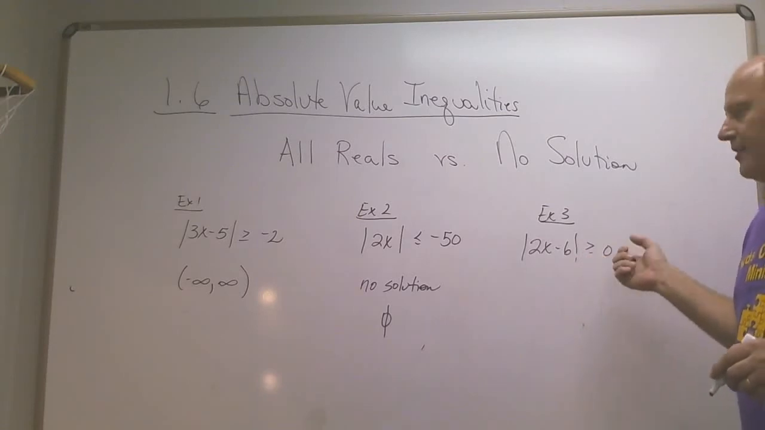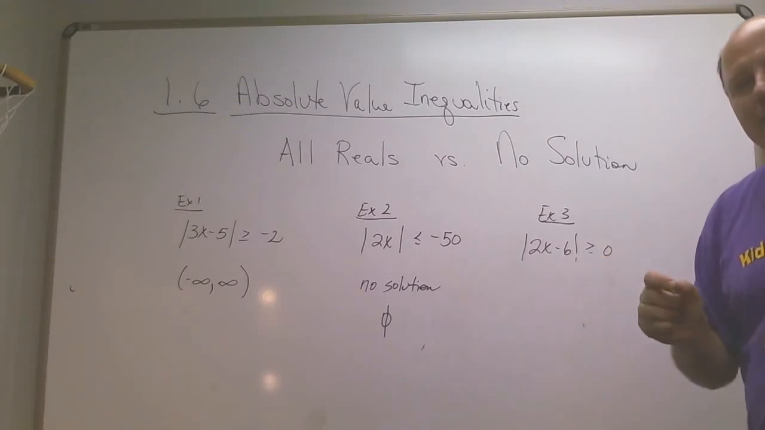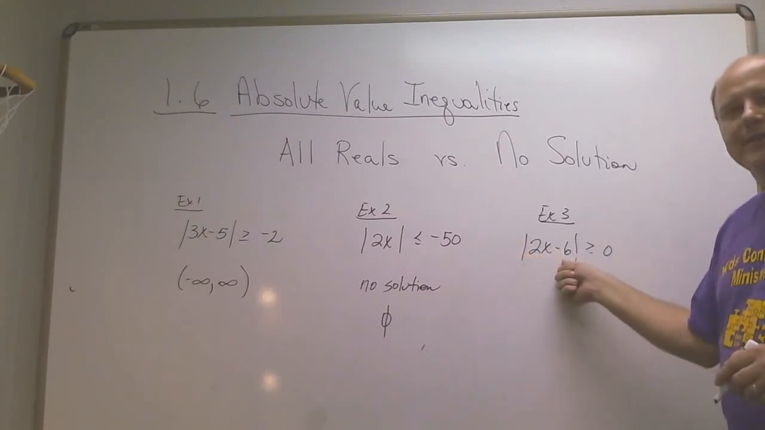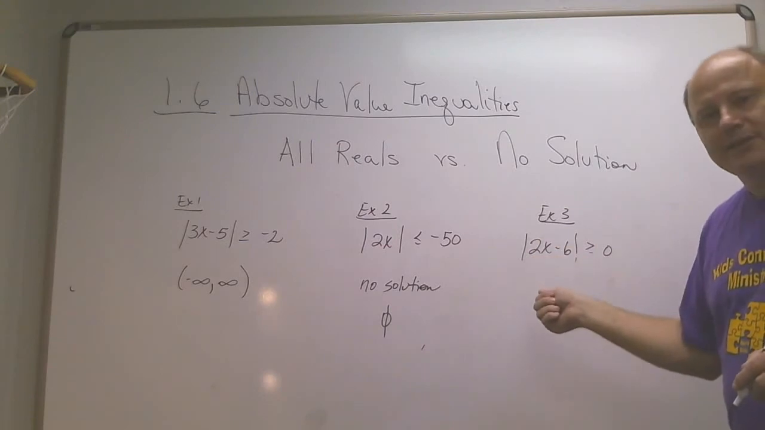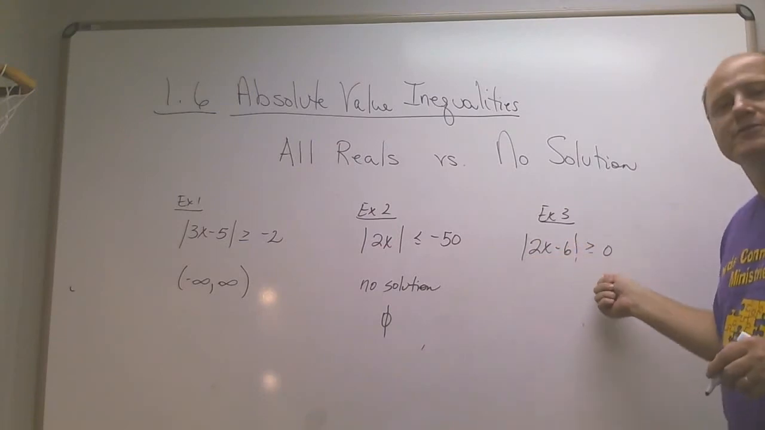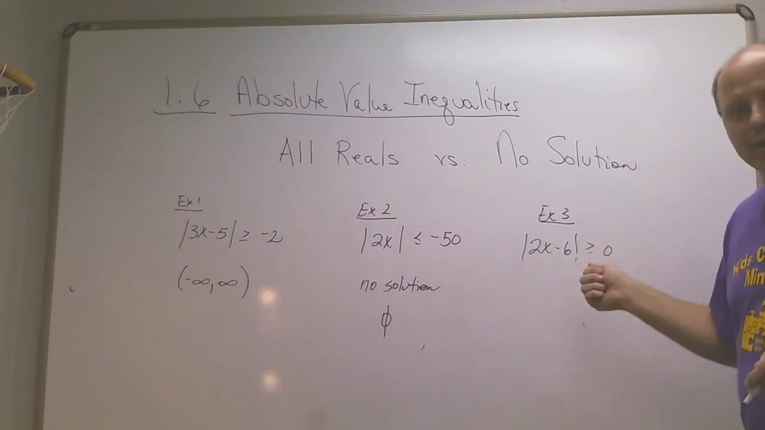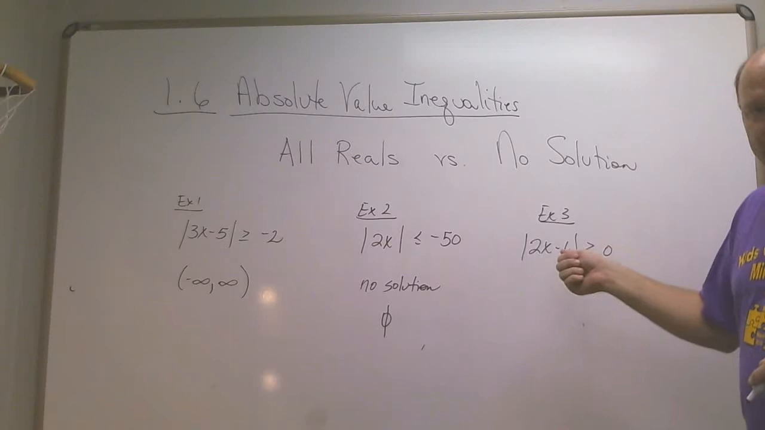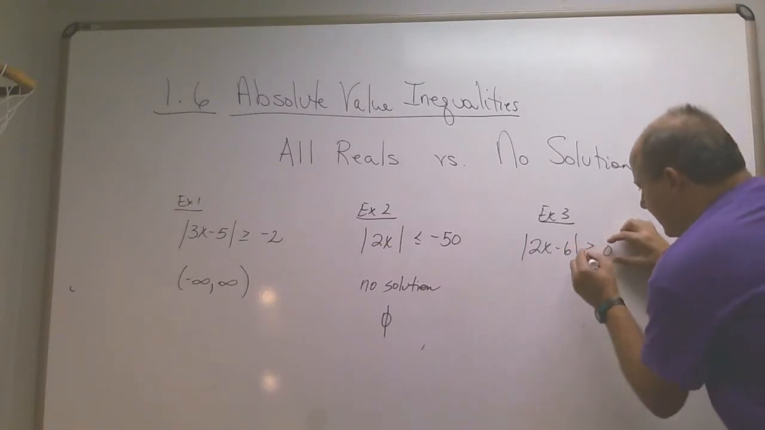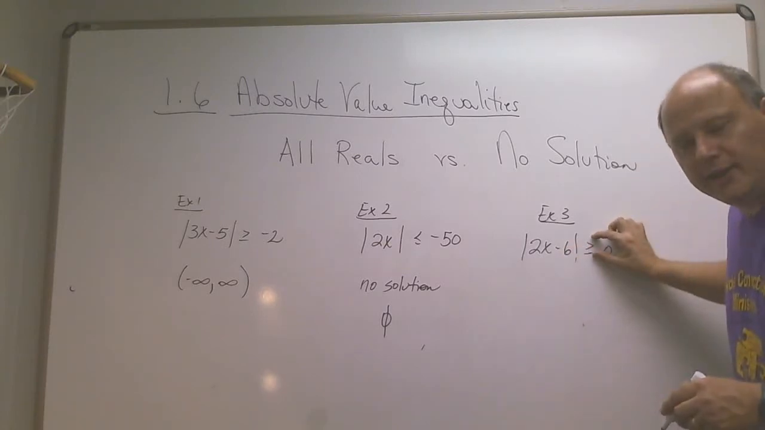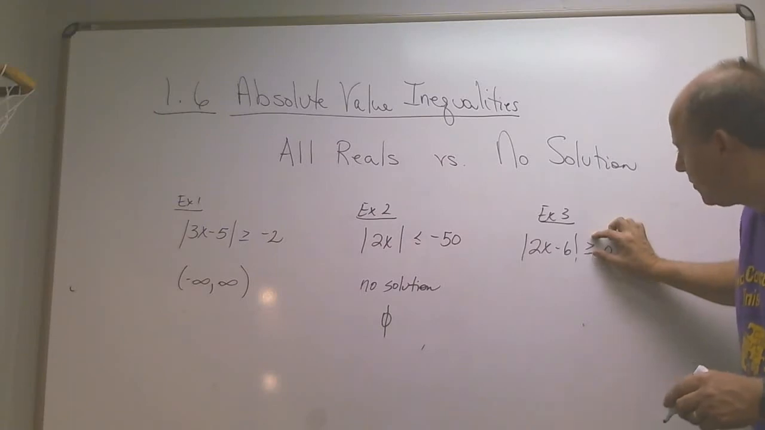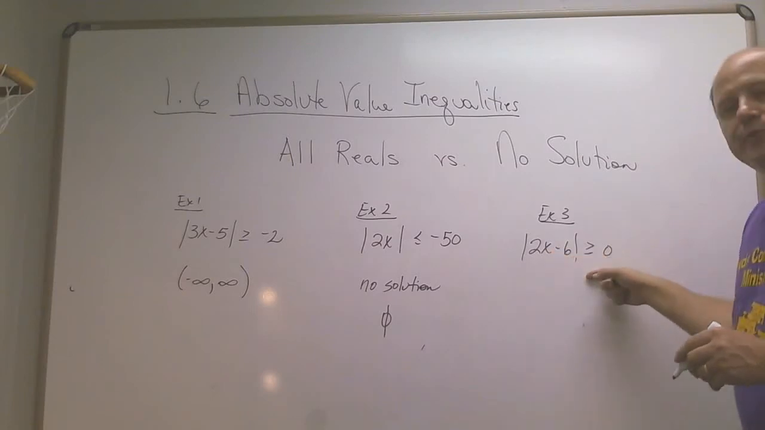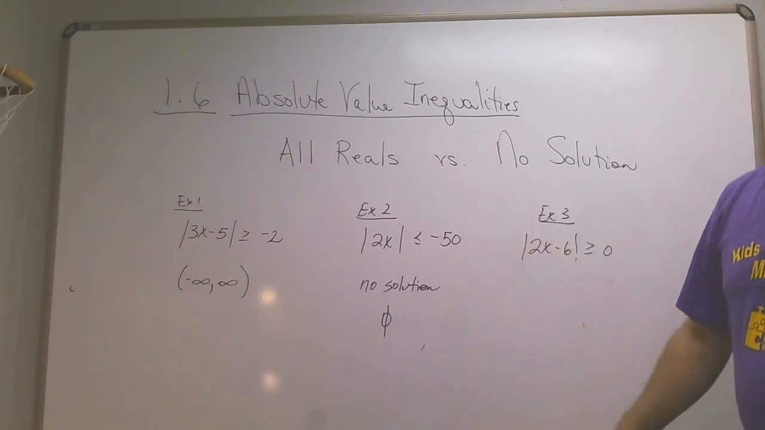Okay. Now, there is a number that might say, well, what about 3? Well, 2 times 3 is 6. 6 minus 6 is 0, and the absolute value of 0 is 0. The question becomes, is 0 greater than or equal to 0? And the operative word is or equal to. And so, yes, 0 is equal to 0. It's not greater than, but this is greater than or equal to, not and equal to. So 3 would actually work as well. So this would be all real numbers, just like example 1 is.